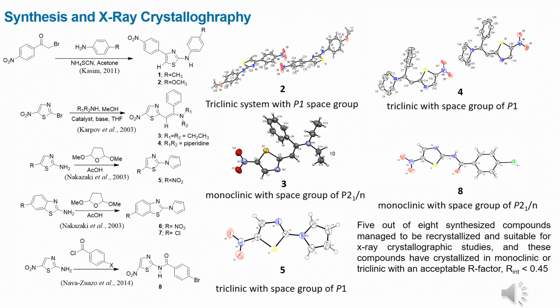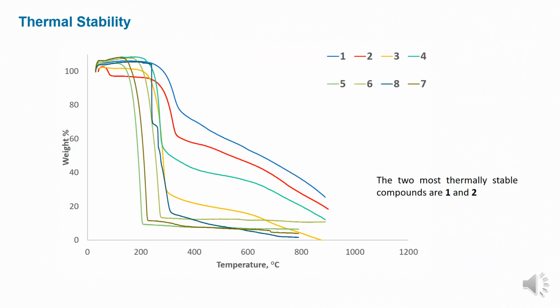In this study, we have successfully synthesized 8 new thiazole derivatives with different combinations of electron withdrawing group and electron donating group, and 5 out of 8 managed to be recrystallized. The thermal stabilities of the synthesized compounds were evaluated, showing that compounds 1 and 2 are the most stable at high temperature, starting to decompose at about 280 degrees Celsius, while compounds 3 and 4 started to degrade at about 200 degrees Celsius.